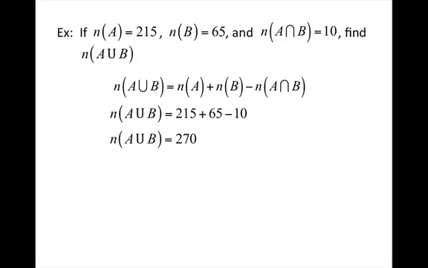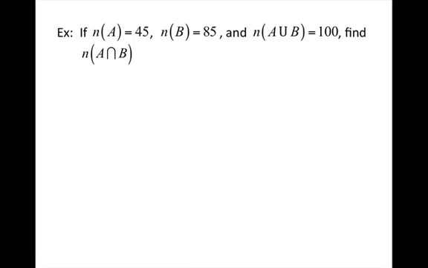In the next two examples, we're given the number of elements in the union and we want to find the elements in the intersection. So set A contains 45 elements, set B contains 85 elements. The union, which is the total number of elements, is 100. I want to find how many are contained in each set. So let's begin with the formula.